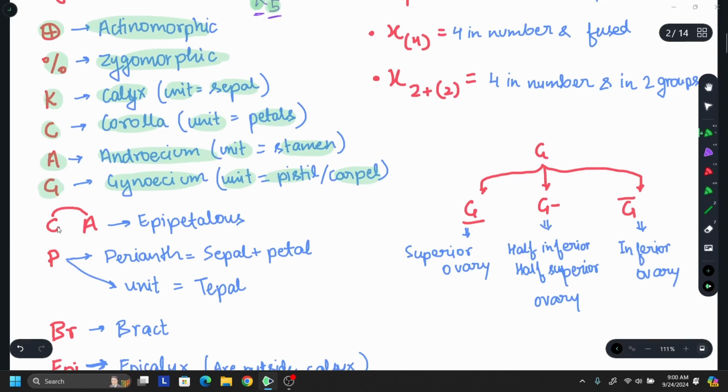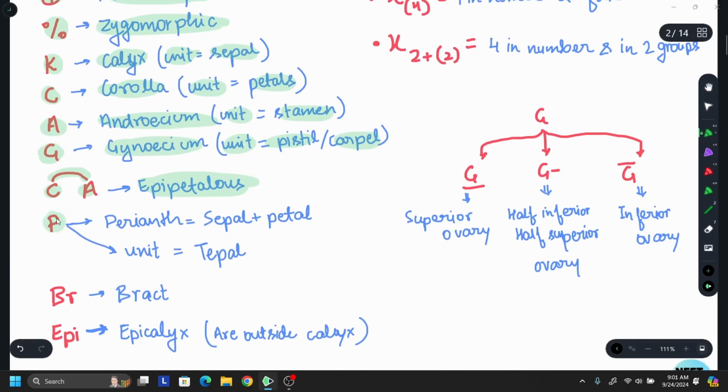Now, you see C and A are connected by a bridge. This is the bridge that connects C and A. C represents petals and A represents stamen, and you have already studied that when stamen is joined to petal, it is called epipetalous condition. So this is the epipetalous condition shown here, where C and A are joined to each other.